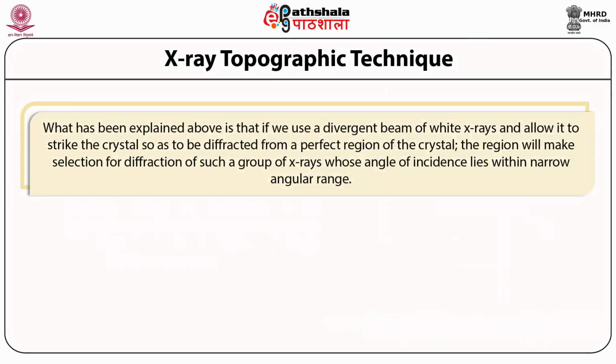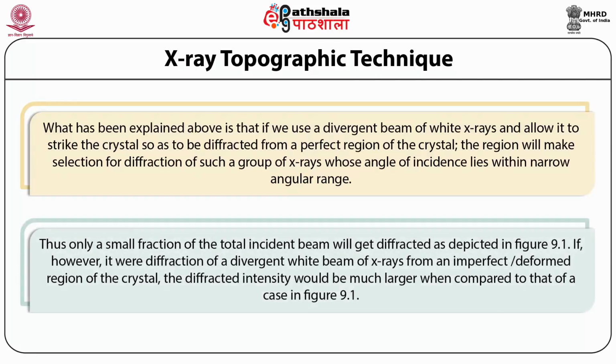What has been explained above is that if we use a divergent beam of white X-rays and allow it to strike the crystal so as to be diffracted from a perfect region of the crystal, the region will make selection for diffraction of such a group of X-rays whose angle of incidence lies within a narrow angular range. Thus, only a small fraction of the total incident beam will get diffracted as depicted in figure 9.1.